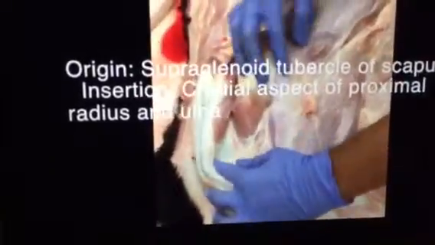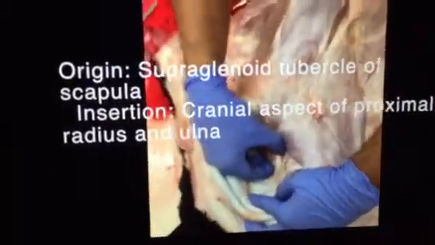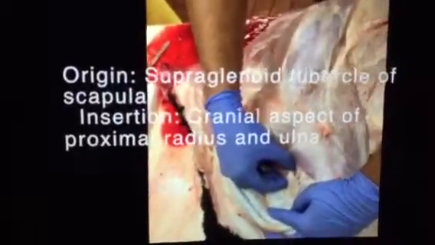The biceps brachii muscle originates at the supraglenoid tubercle and inserts at the cranial aspect of the proximal radius and ulna. Its primary actions are to flex the elbow and extend the shoulder.